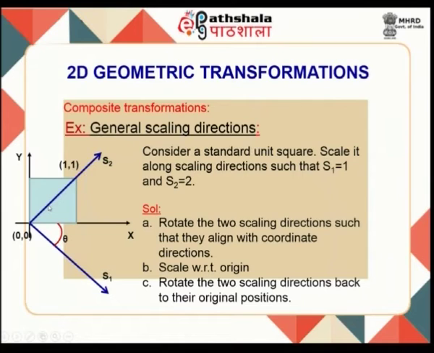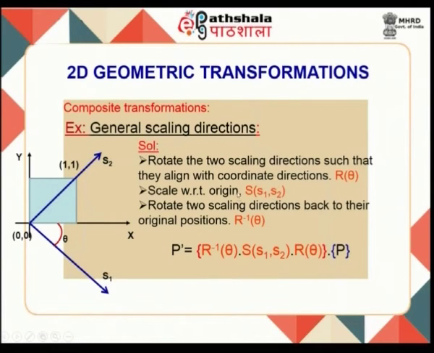This rotation is taken as positive because it is a counterclockwise rotation. By what angle should you rotate? The angle is evident here, it is theta. The S 1 direction makes an angle theta with the x axis, and the S 2 direction obviously makes an angle 90 minus theta with the x axis. So the first step is to rotate the two scaling directions such that S 1 aligns with x and S 2 aligns with y. The second step is to perform ordinary scaling with respect to the origin, and the third step is to rotate back. So, a rotation, a scaling, and then an inverse rotation.